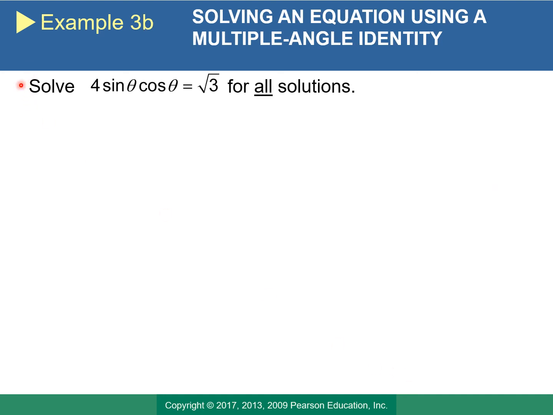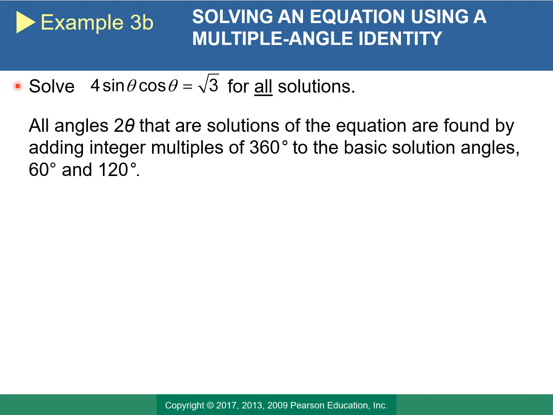Now let's continue the same example, but find all the solutions. So we just finished finding the solutions on one interval, and so now we're going to adjust that for all the solutions. So all angles 2 theta that are solutions to the equation we found are going to be found by adding multiples of 360 degrees to our basic solution angles 60 and 120. So these were the first 2 angle answers we got before doing our second rotation around our unit circle.